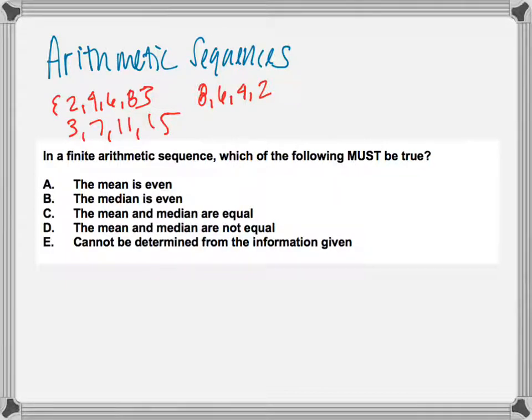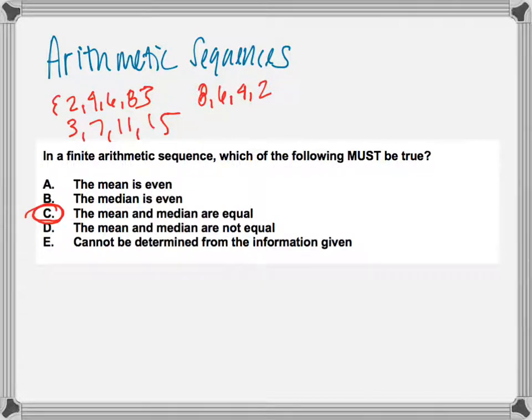So the answer to this is actually going to be that the mean and the median are equal, so it's going to be answer choice C. And that's because if I have an equal difference of terms, that means that when I add all those terms up and divide by 2, I'm going to end up with the exact middle number, because the difference of terms is going to be equal to one another, right?